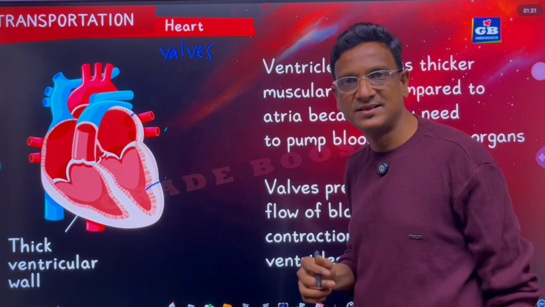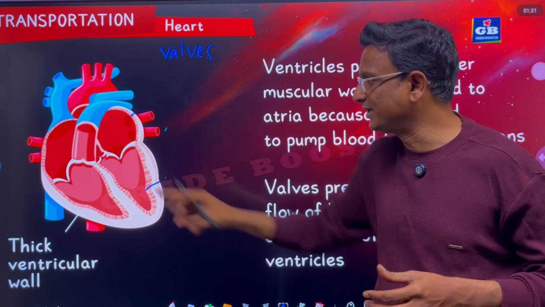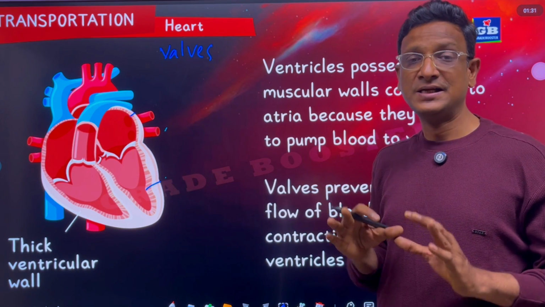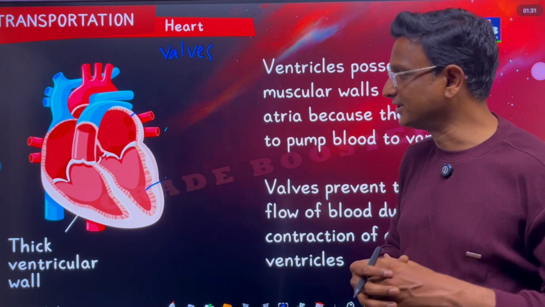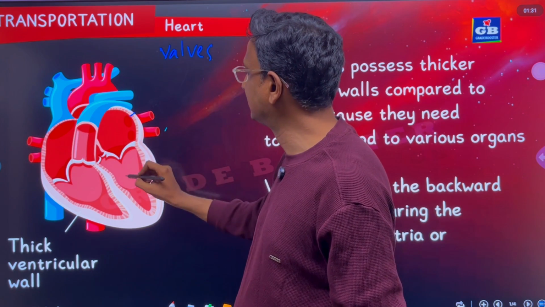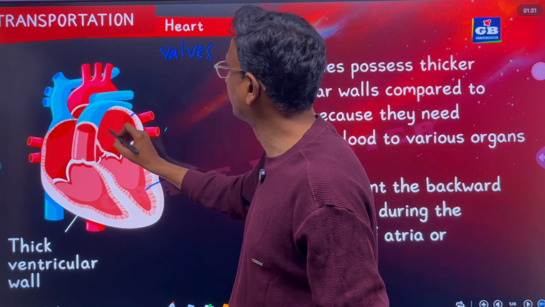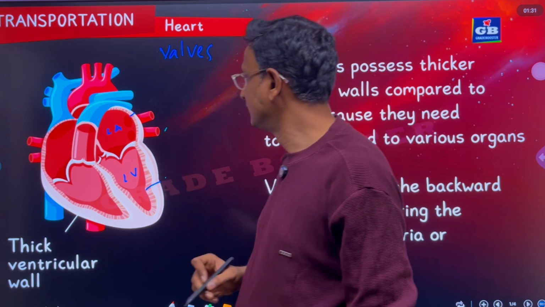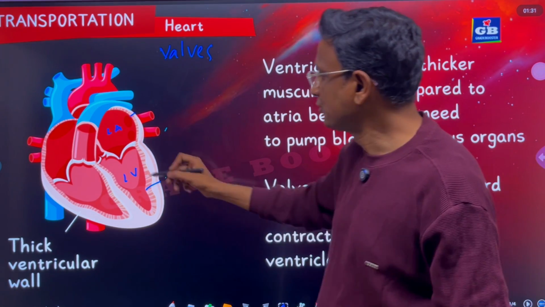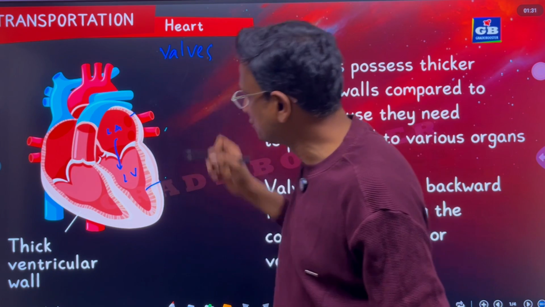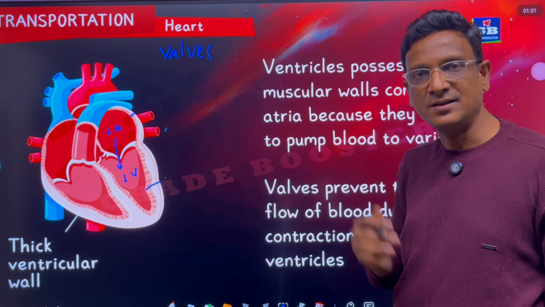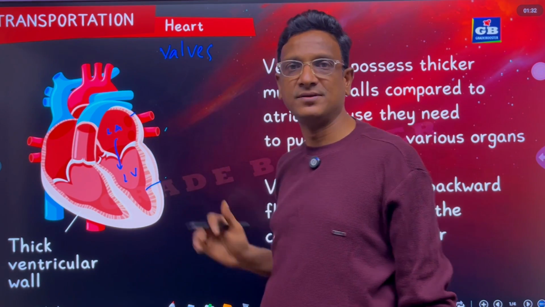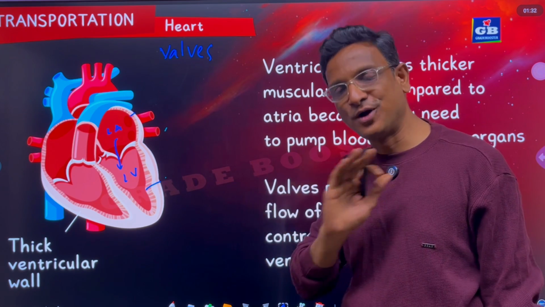So what are these valves? Valves are just like doors or gates. They allow the flow of blood only in one direction. They do not allow the blood to flow in the opposite direction. For example, the blood is present in this particular chamber. What is this? This is the left atrium. This is the left ventricle. Now the blood flows from the left atrium to the left ventricle. The blood only flows in this direction. The blood cannot flow back from the left ventricle to the left atrium.